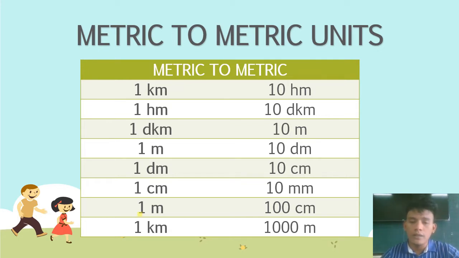1 meter is equal to 100 centimeters. 1 kilometer is equal to 1,000 meters. Please don't forget the metric to metric units. Try to memorize the conversion of units of length.